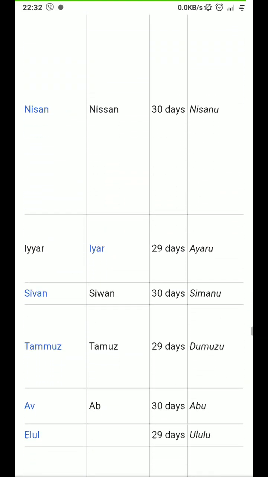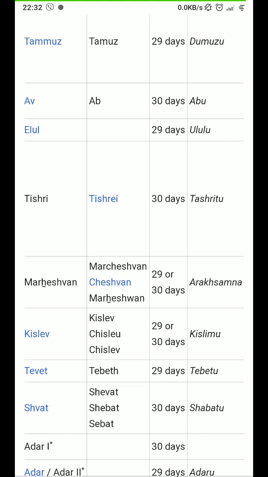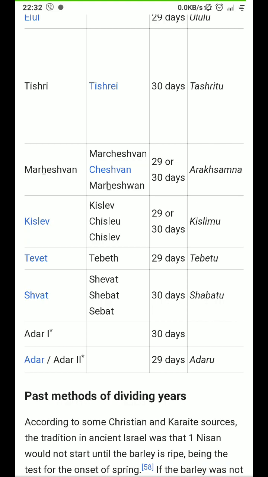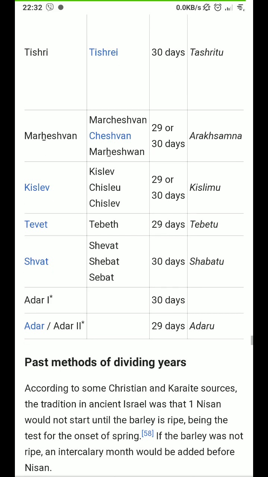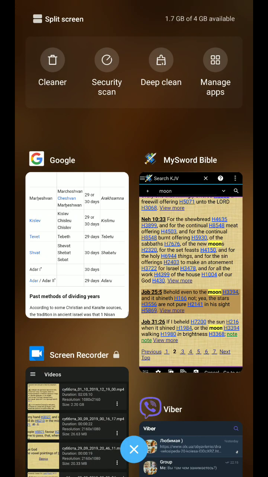So this is the first thing that I don't like about the Jewish calendar, that they have a lot of these different things in calculations and similarity to the Babylonian calendar, while we have no information about it in the Bible. So now let's go to the Bible.